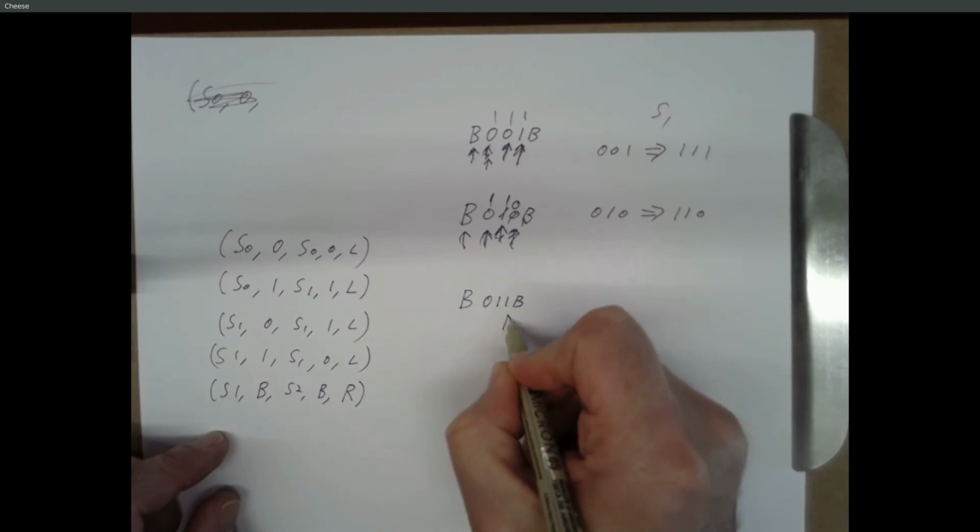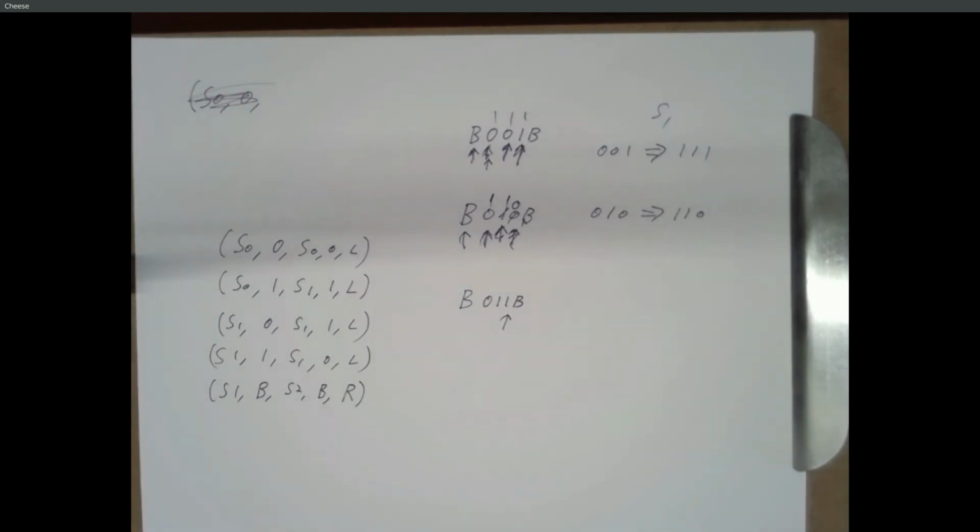Let's do one more. 011. So someone in the back. The backish part of the room. So we're starting in S0.